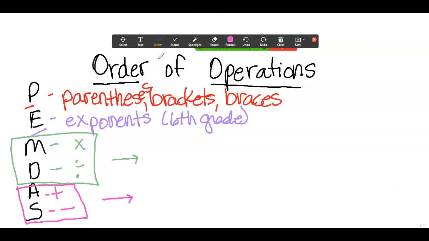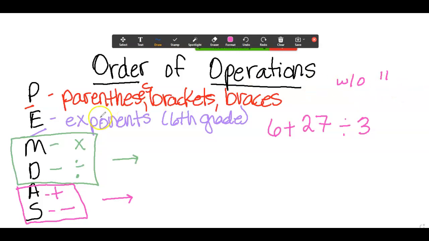Let's first do 6 plus 27 divided by 3. All right, so if I don't use order of operations and I do 6 plus 27, well, I know that's 33, and 33 divided by 3 is 11. Okay, this is without the order of operations. But I want us to use the order of operations to get the correct answer.